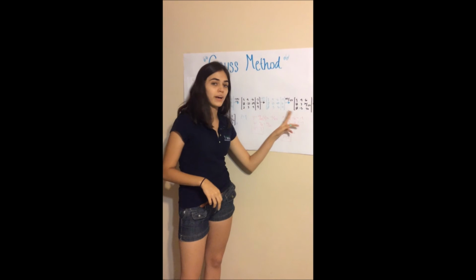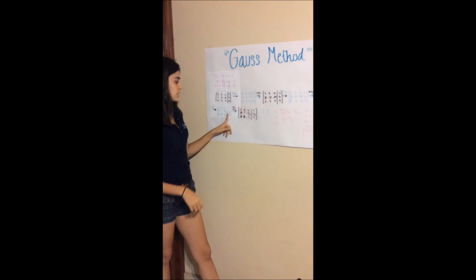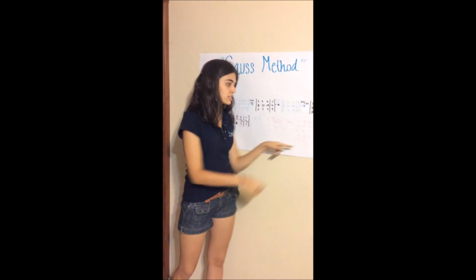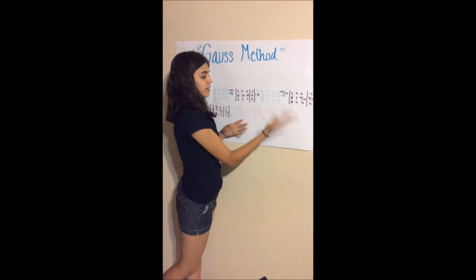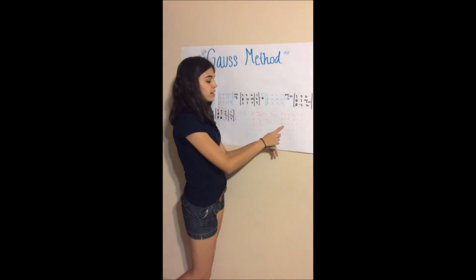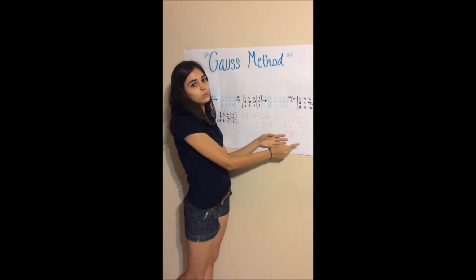Now we are going to get the result of x. 4 minus 6c, but c is equal to 1, so we're going to leave the 6. So we pass the 6, the minus 1, and the result is x equal to 1.